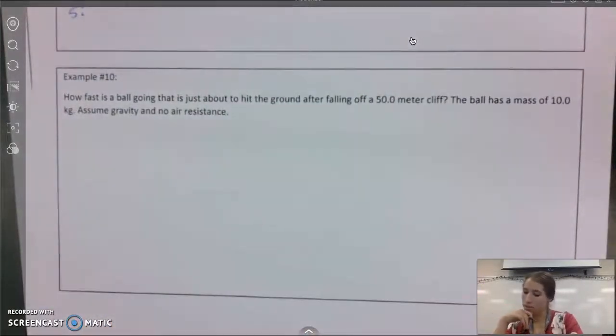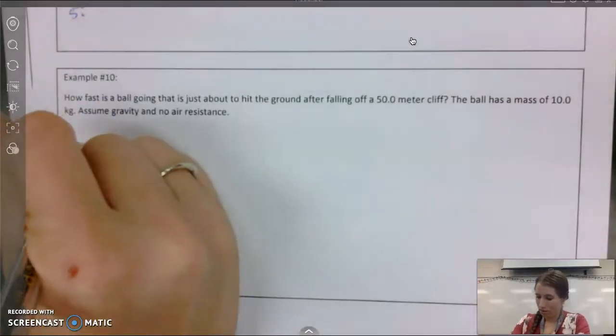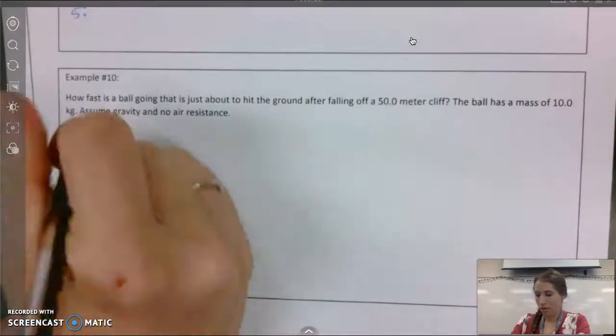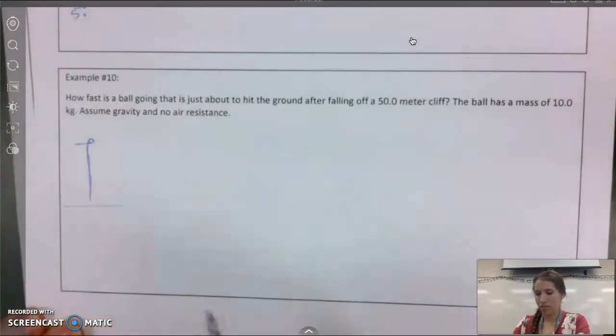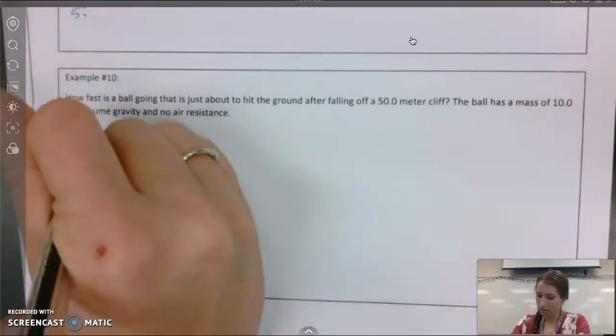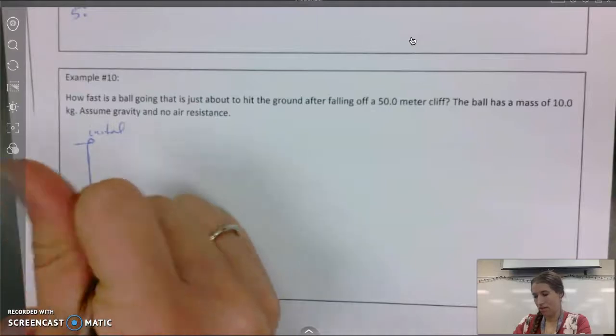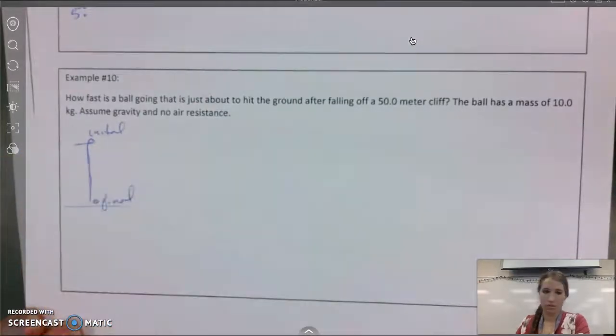All right, example number 10. How fast is a ball going that is just about to hit the ground after falling off a 50-meter cliff? The ball has a mass of 10 kilograms. Assume gravity and no air resistance. Okay, so we have this 50-meter high cliff, right? And the ball is just going to roll off the edge there, so that's my initial. And then eventually it's going to hit the ground. That'll be the final. Okay?